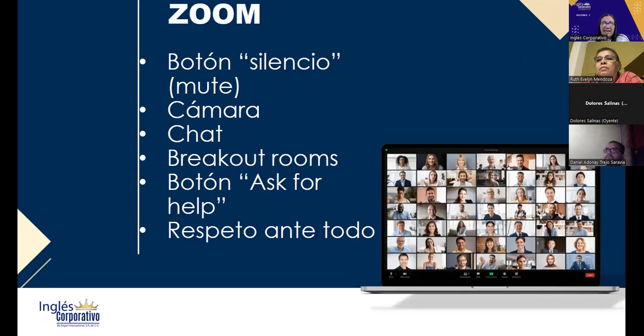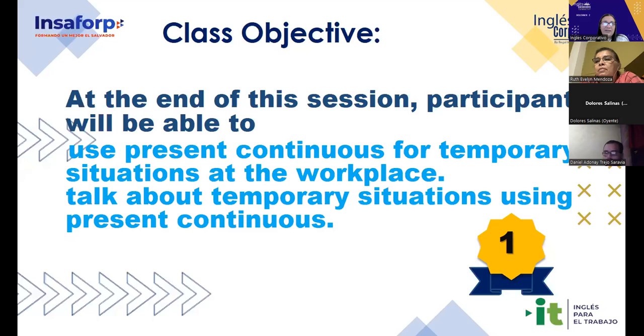Okay, what are we doing tonight? What are we talking about? Well, definitely the class objective. At the end of the session, participants will be able to use present continuous for temporary situations at the workplace. Temporary is like what is happening right now. What's going on right now is temporary, right? We talk about temporary situations using the present continuous. You just put it in another way, whether you focus on the tense or on the situations.